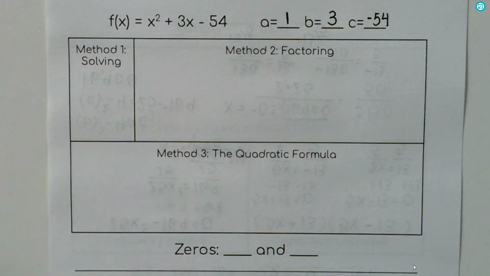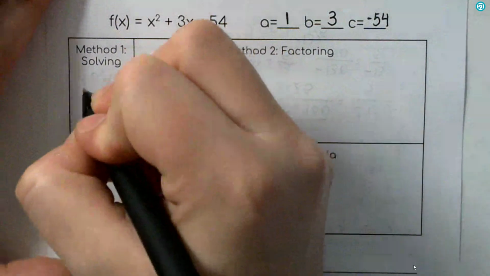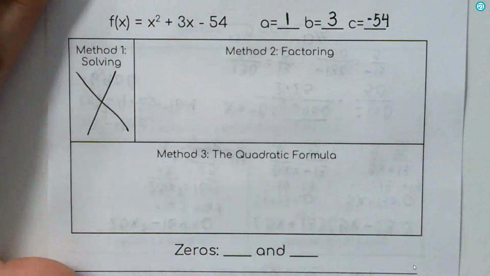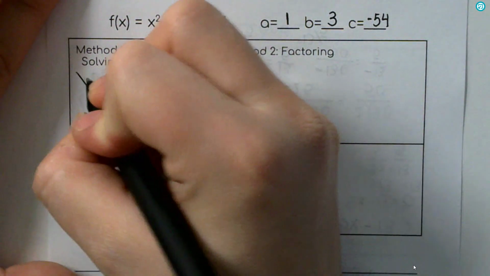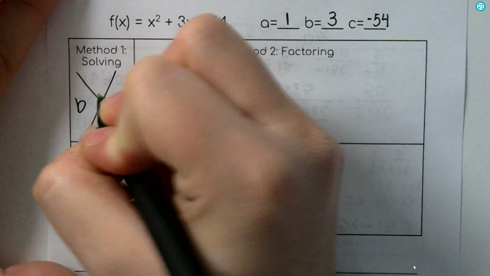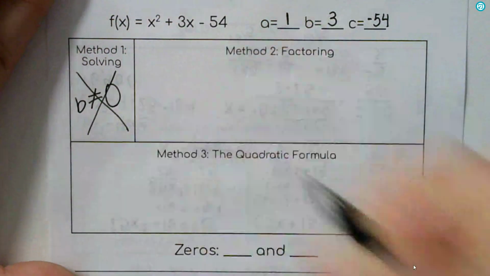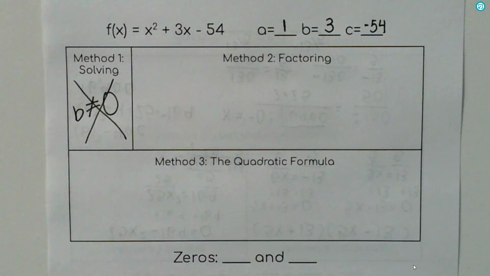Okay, I went ahead and left the method 1 box here, but it's really small because we're not actually going to use it. We cannot solve this. So if you want to put an X through this box, you can. If you want to write down that the reason why you can't solve it is because B does not equal 0, you can. So we can't do that option because B equals 3. So solving, you can only do if B equals 0. I wanted to put that on there so you would know not to even try.